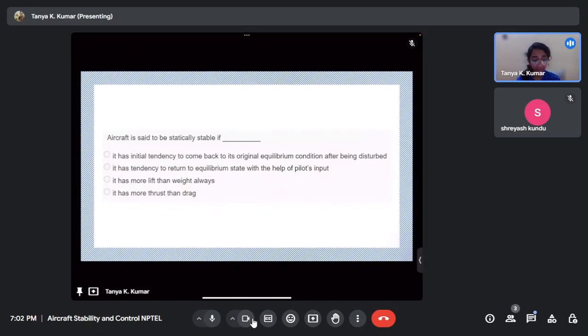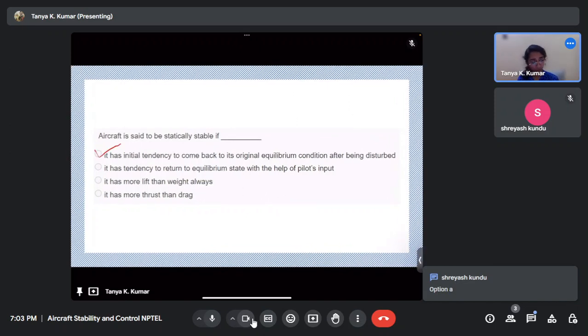An aircraft is said to be statically stable if it has, just look at the options and try telling me. By definition, this is very simple. Initial tendency to come back to equilibrium condition after being disturbed. It has a tendency to return to equilibrium state with the help of pilot's input. It has more lift than weight always. It has more thrust than drag. Option A, correct. So the pilot's input is nothing but control, and we have discussed that the control has no effect on static stability in any way.